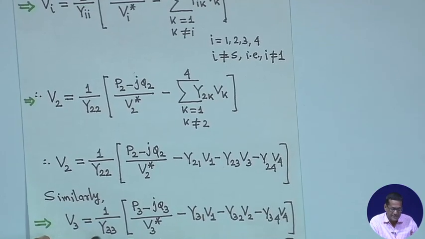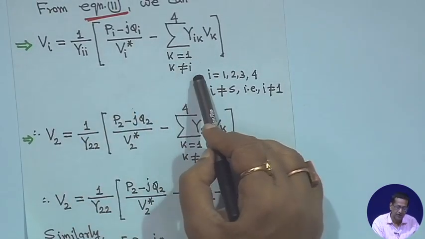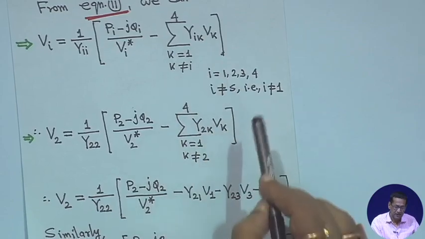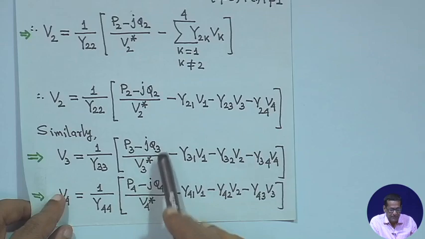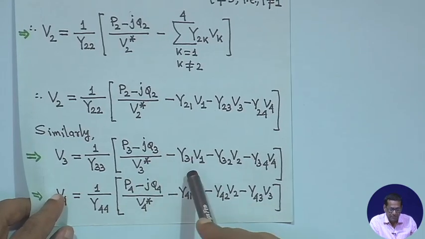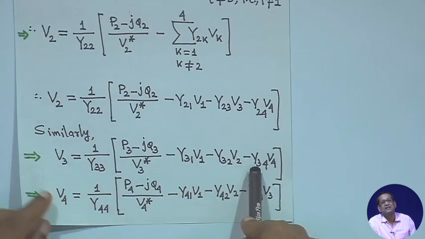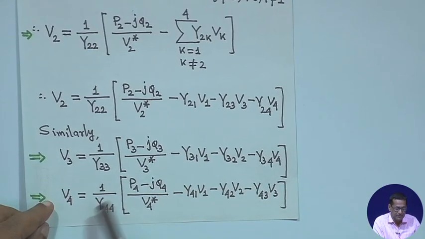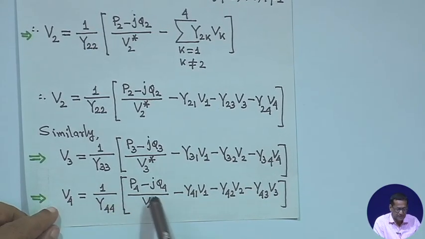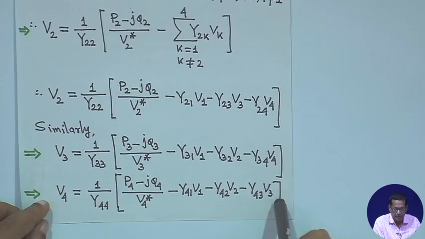Similarly, when i is equal to 3 in this equation, with k not equal to 3, you will get V_3 equal to 1 upon Y_33 times (P_3 minus jQ_3) upon V_3 conjugate, minus Y_31 V_1, minus Y_32 V_2, minus Y_34 V_4. Similarly, V_4 is equal to 1 upon Y_44 times (P_4 minus jQ_4) upon V_4 conjugate, minus Y_41 V_1, minus Y_42 V_2, minus Y_43 V_3.